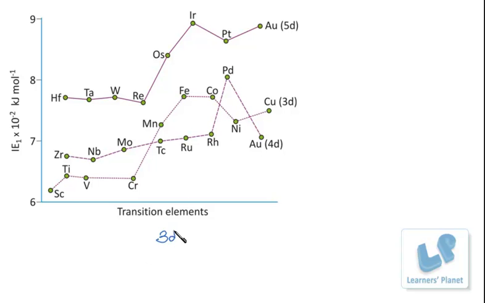Till manganese, the configuration has reached 3d5 4s2. In iron, the configuration is 3d6 4s2. Cobalt, it's 3d7 4s2. Nickel comes out to be 3d8 4s2. Right? Now what happens? The nuclear charge increases, but due to the pairing of electrons in the d orbital, the interelectronic repulsion also increases, which increases the shielding effect.